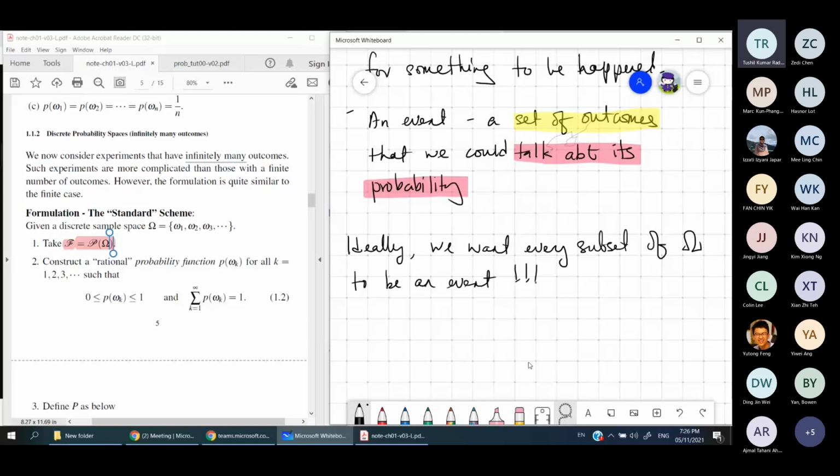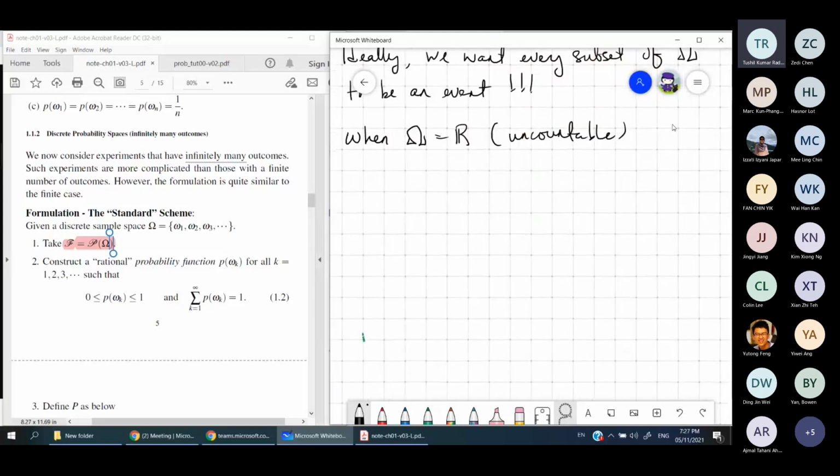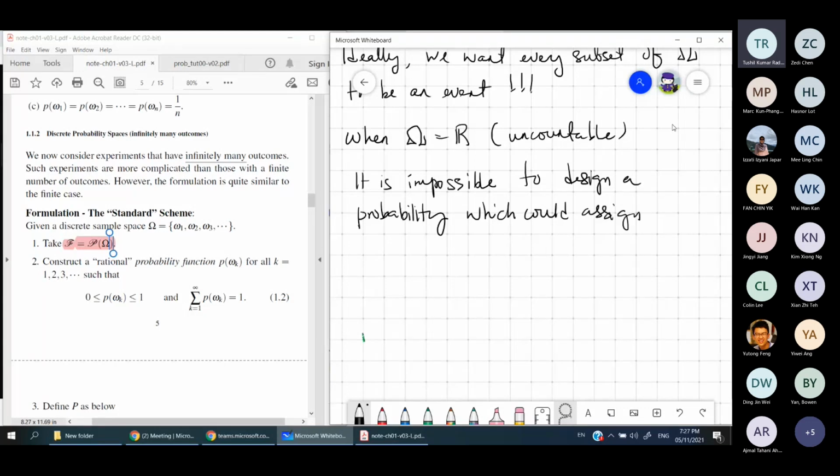Unfortunately, we have an issue here. When omega is R, R is a non-discrete set, an uncountable set. It is proven that we have this problem: it's impossible to design a probability which could assign each subset a value. So that's why we have a problem here.